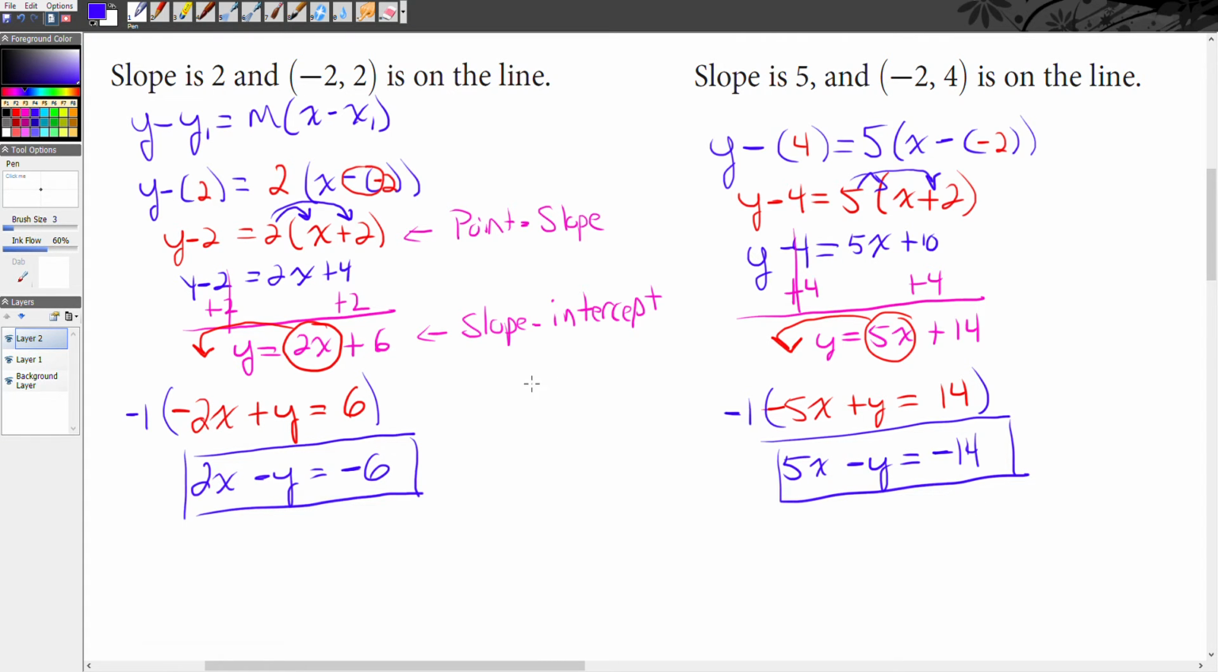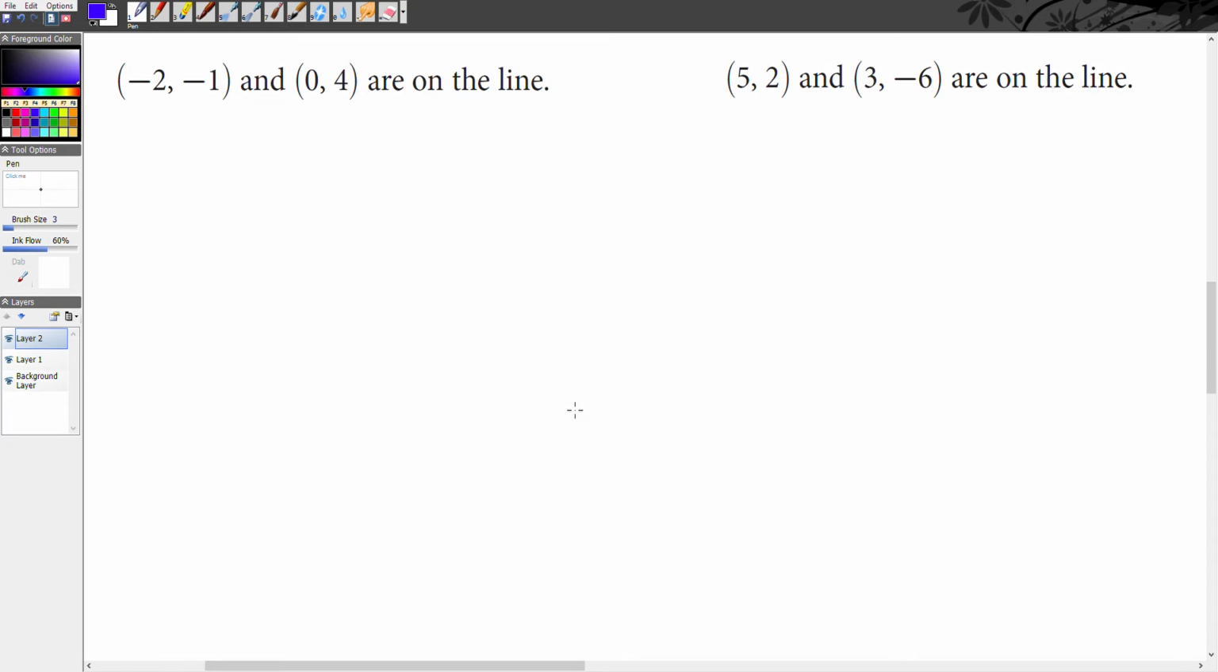All right, a few more examples. So what if they don't give us a slope and they give us 2 points instead? So our first step is going to be what? Our first step is going to be to use the slope formula. Remember, slope formula is slope equals y2 minus y1 over x2 minus x1.